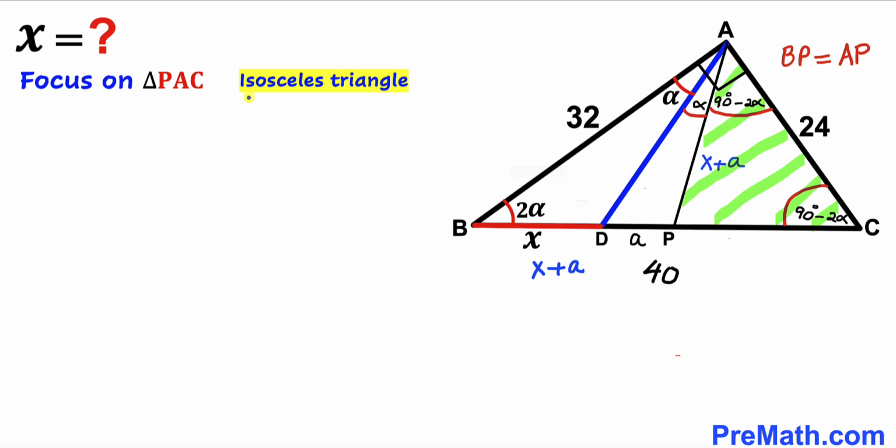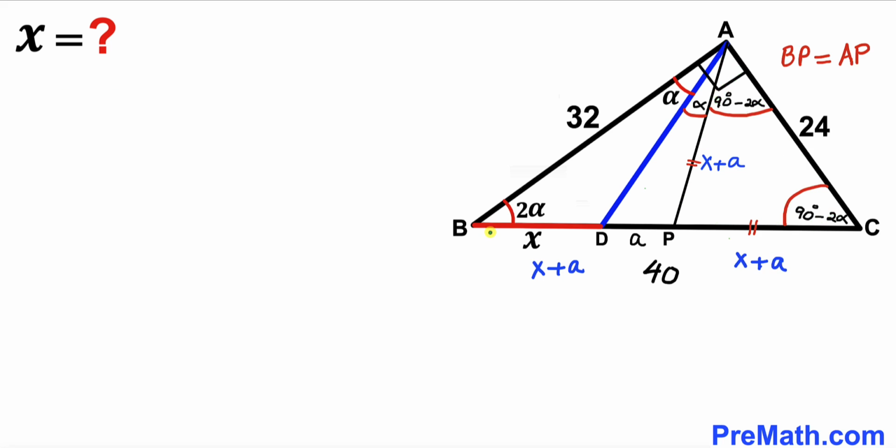And we can see that this is an isosceles triangle as well, since this angle is congruent to this angle. And since this triangle is isosceles, this side length AP is going to be equal to this side length PC. And since this side length is x plus a, this PC length is going to be x plus a as well. And now let's make an observation.